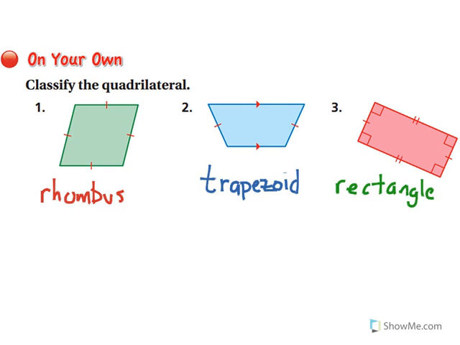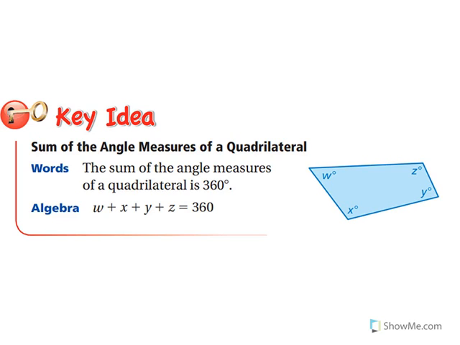Okay, let's go ahead and move on. Our next key idea deals with how to find the missing angle of a quadrilateral if we have maybe 3 of the angles, and we're to find the missing angle, or something along those lines.